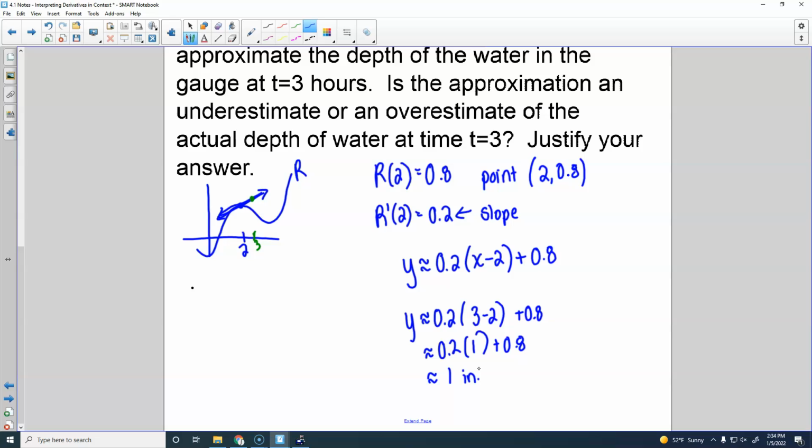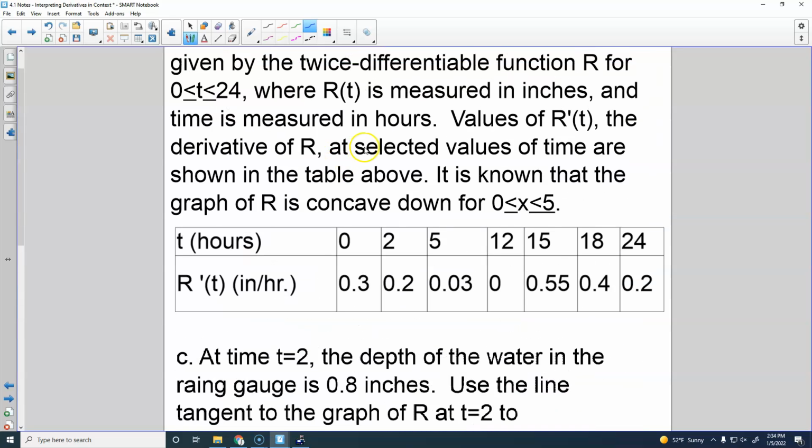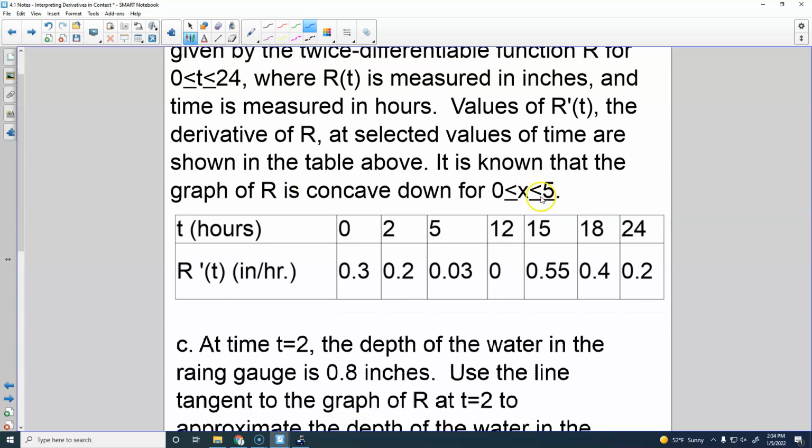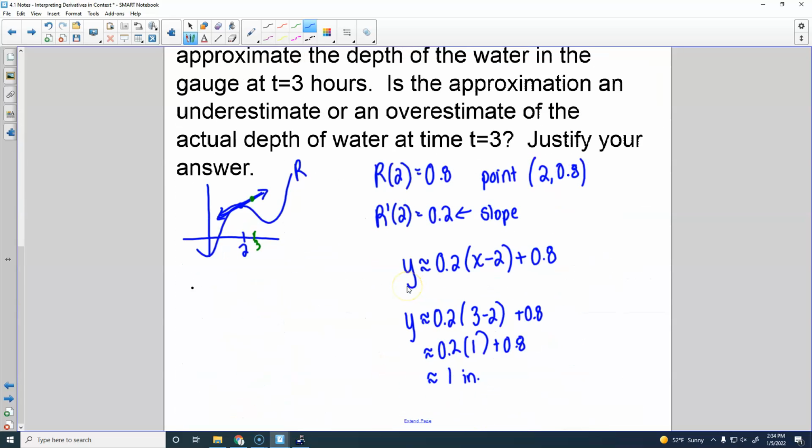We are going to have to do some writing, but not for the part of the problem we've already done. This is all you need for this part. Overestimate and underestimate is where you've got to use some writing. So, is the approximation an underestimate or an overestimate of the actual depth? Justify your answer. What do we care about when we're talking about overestimate or underestimate with tangent lines? Concavity. And that is why they gave us that the graph of R is concave down. My picture is correct. We are concave down here, meaning the tangent line is going to be above the graph.